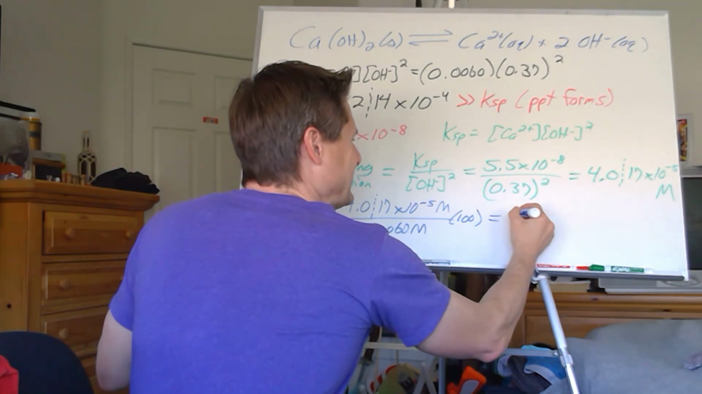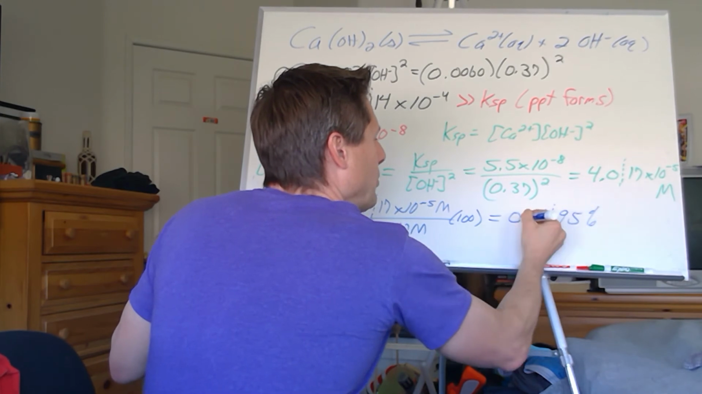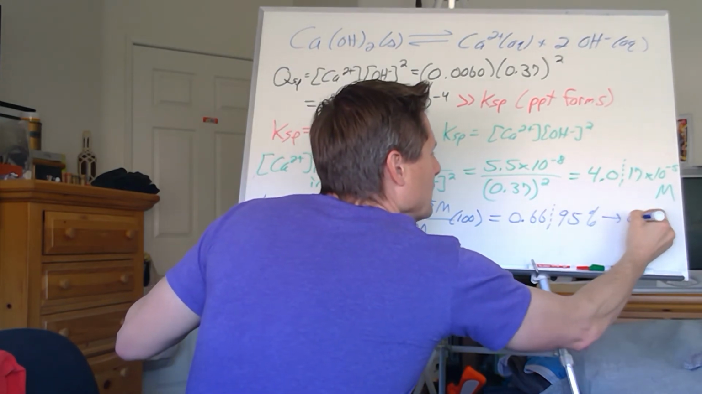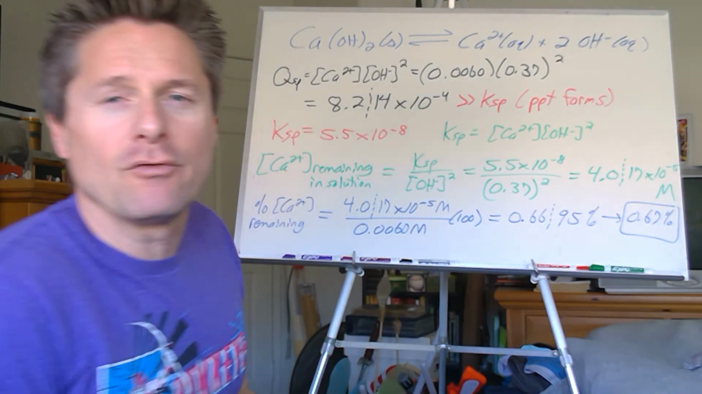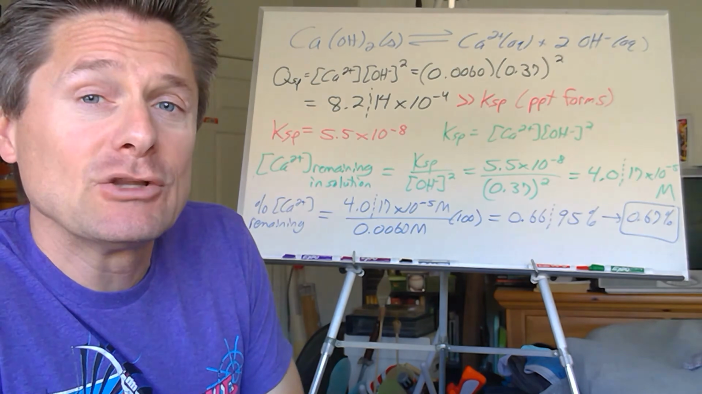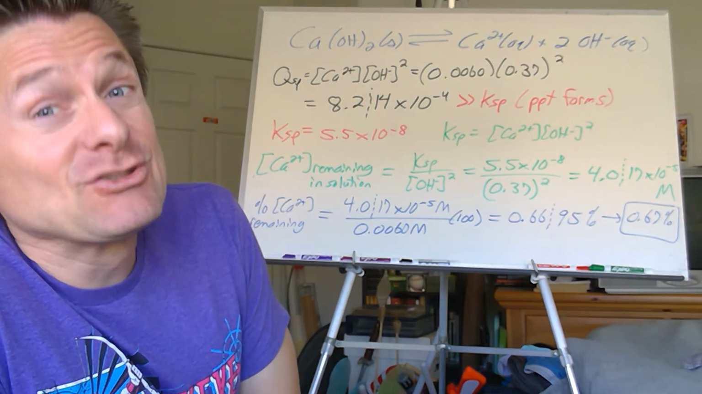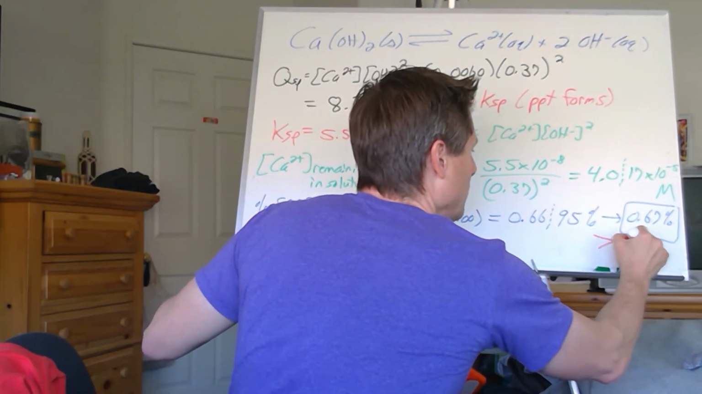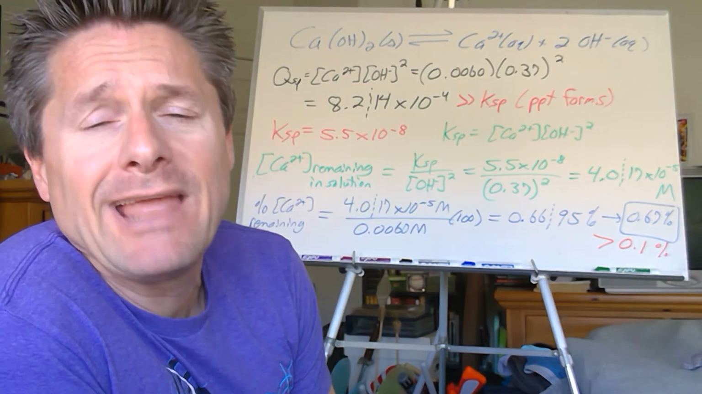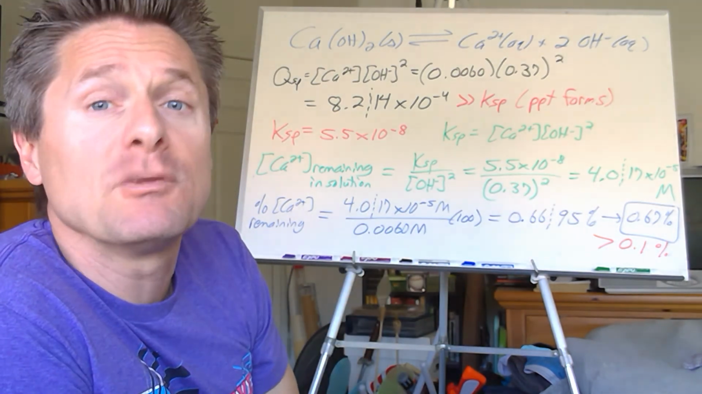I get 0.6695%. That'll round up to 0.67%. So the amount of calcium ion remaining in solution is 0.67%. So sorry, that's greater than 0.1%. Not good. Not by much, but based on those standards, this was not a complete precipitation. We did not extract as much calcium as we wanted.